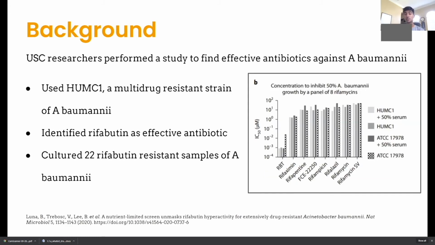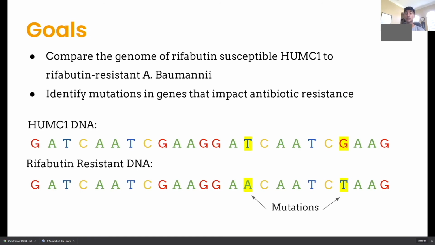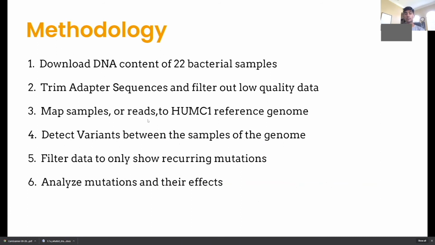These 22 samples, along with the HMC genome, make up the dataset that I used in my research. So the goal of my research was to compare the HMC1 genome to the 22 rifabutin-resistant A. baumannii samples. With this comparison, we would be able to identify specific DNA mutations that help us explain the antibiotic resistance of A. baumannii. So this is a quick overview of the methodology of my research.